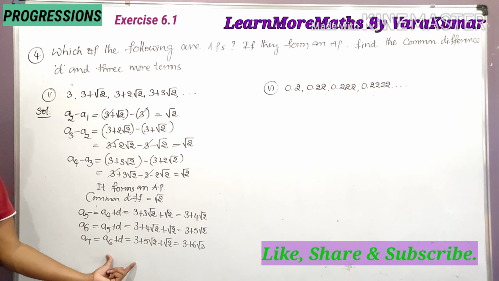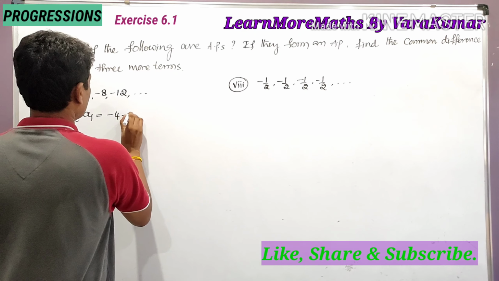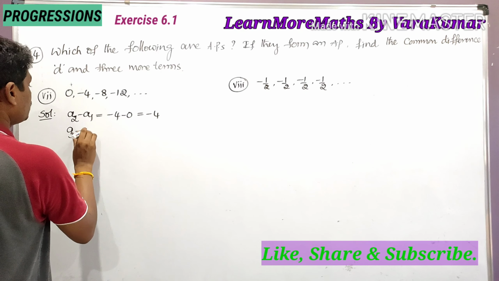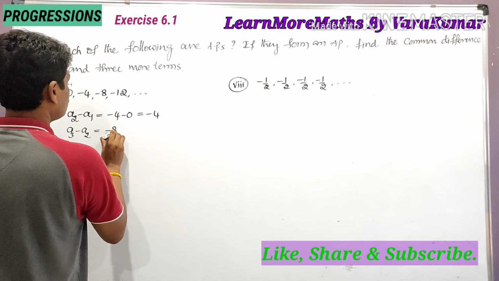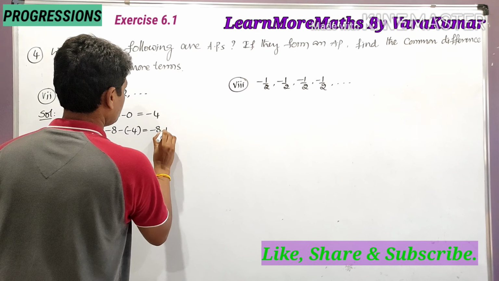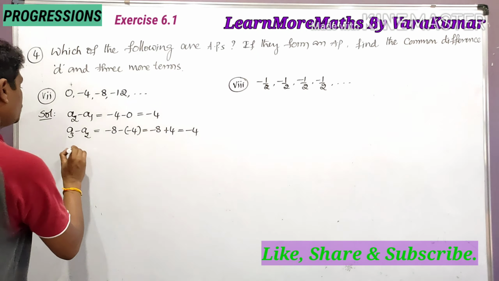Student, this is the seventh bit in the fourth problem: 0, minus 4, minus 8, minus 12, and so on. Again, we have to find whether it forms an arithmetic progression or not by finding the common difference of successive terms. So I am finding a2 minus a1, which is minus 4 minus 0, that is minus 4. So next, a3 minus a2 is equal to minus 8 minus of minus 4, that is minus 8 plus 4. Again, we get minus 4.